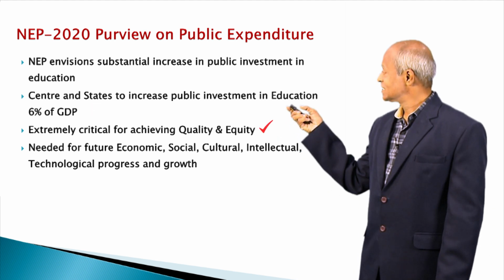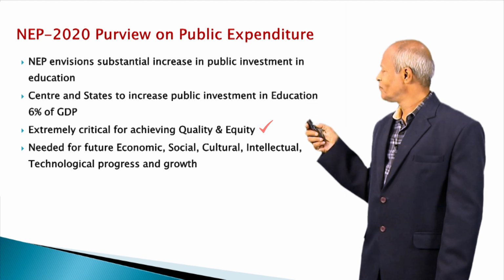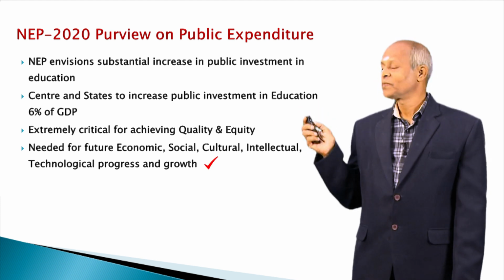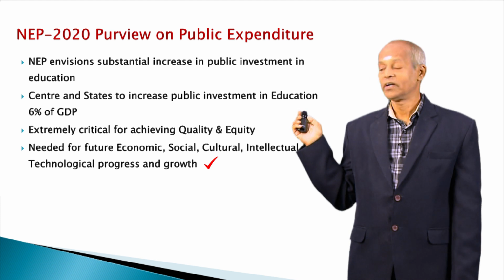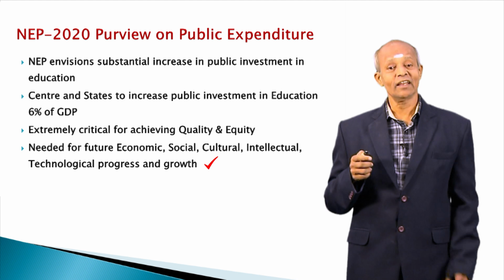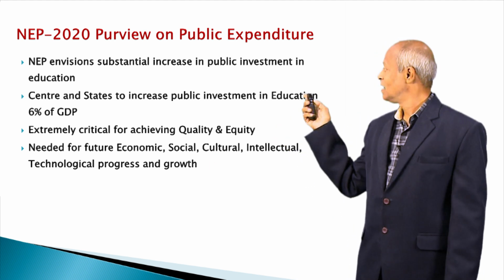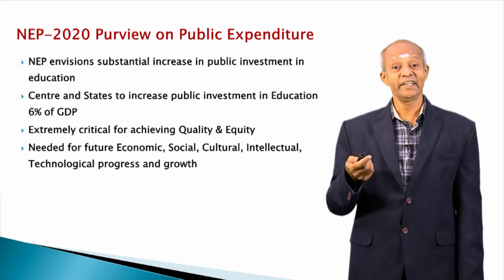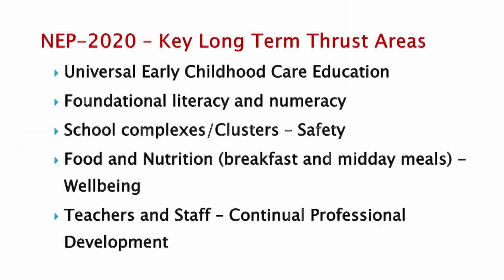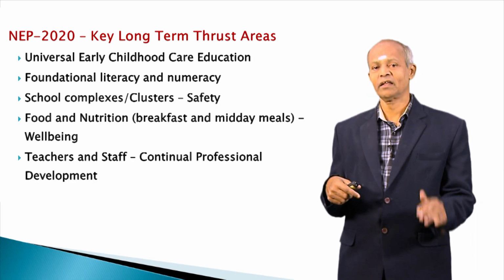And it is extremely critical for achieving quality and equity, and it is needed for the future socio-economic, cultural, intellectual and technological progress of a country. So, these are the purview of the public expenditure. The thrust areas: long term, long term means at least 5 years and above, that is called long term. Short term means 1 year or less.